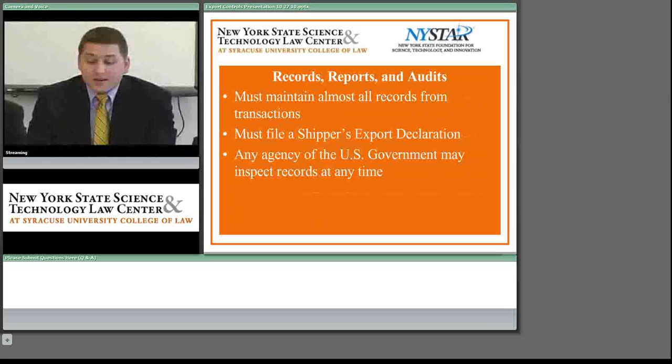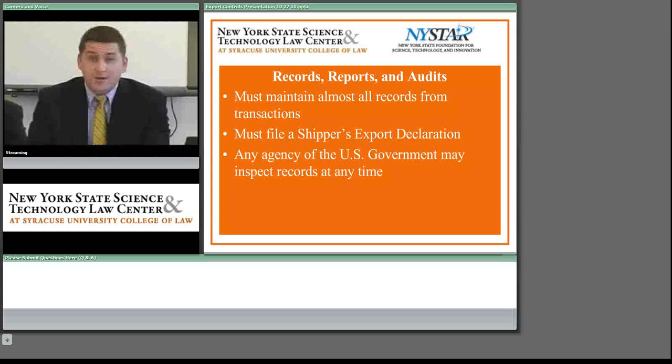For record keeping, the shipper must maintain almost all records pertaining to the transaction for a period of 5 years from the date that the item is shipped. The records include memos, notes, contracts, and financial records, anything pertaining to the transaction. There are some exceptions, but they're very few, and for the most part, it's better to be safe and just keep all correspondence relating to the transaction.